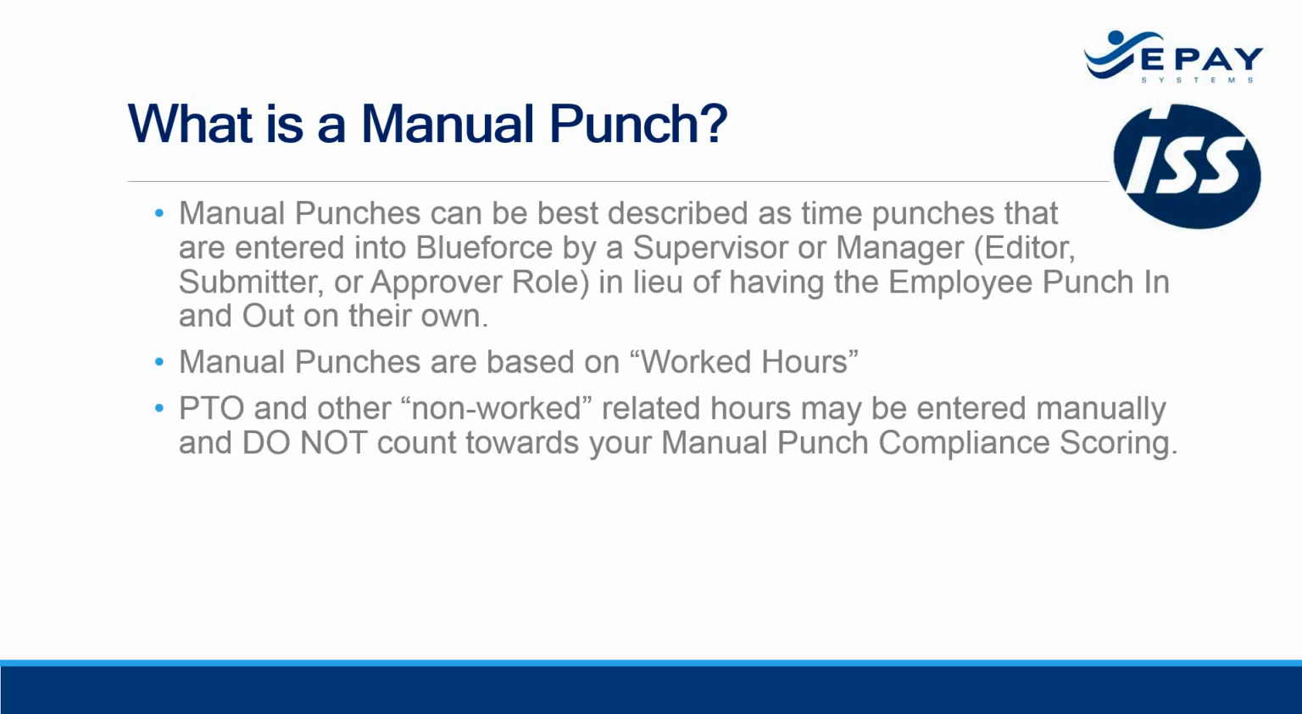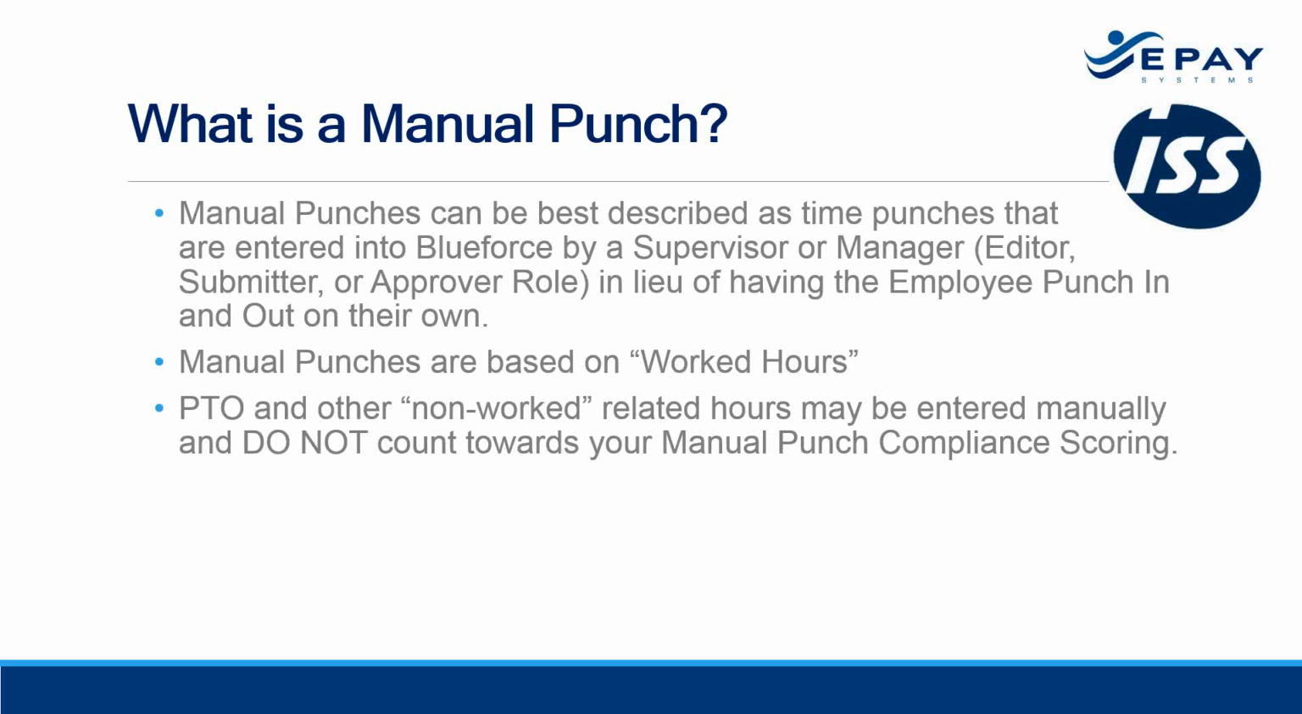Manual punches are always going to be based on worked hours. So if I'm one of your employees and I am supposed to be at the job site from 5 p.m. to 10 p.m. for the night shift, for the 5 hours, I am expected to punch in at 5 and punch out when I leave the job site when I'm done at 10 o'clock or thereabouts. And to that point, it's worked hours that we look at.